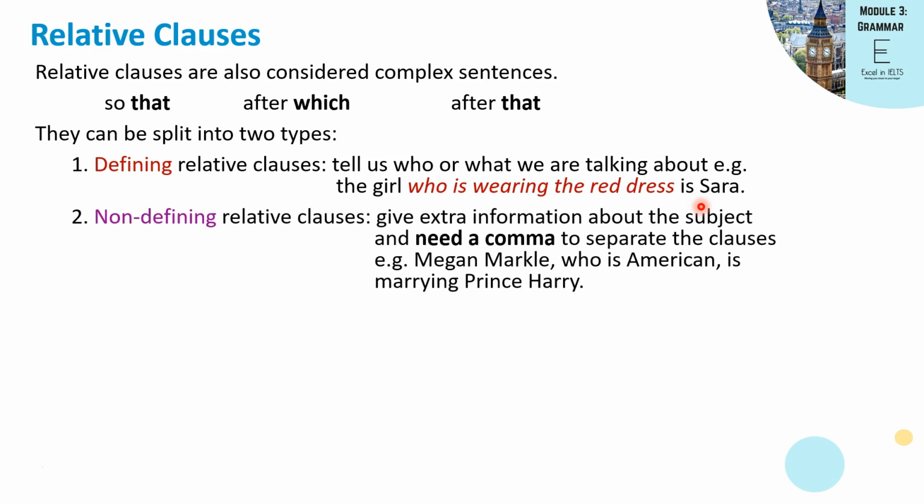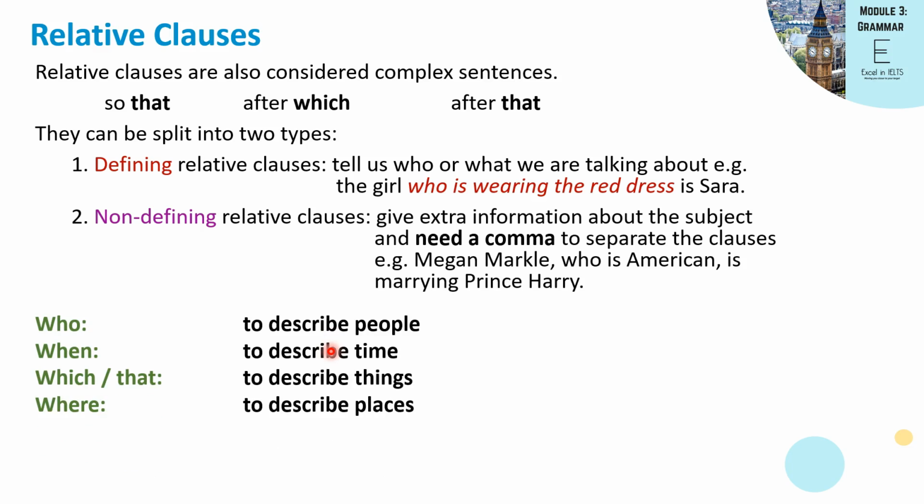The second one is a non-defining relative clause, and what this does is that it gives extra information about a subject and it needs a comma to separate the clauses. So for example, Meghan Markle, comma, who is American, is the extra information, is marrying Prince Harry. So relative pronouns are who, which is used to describe people, when to describe time, which and that to describe things, and where to describe places.